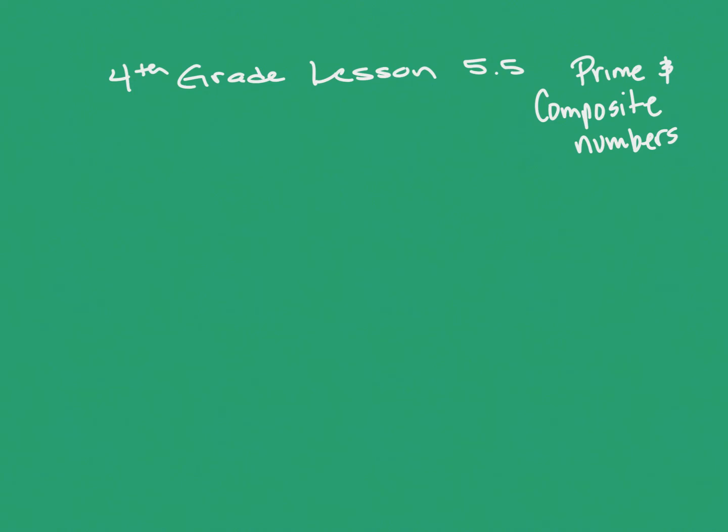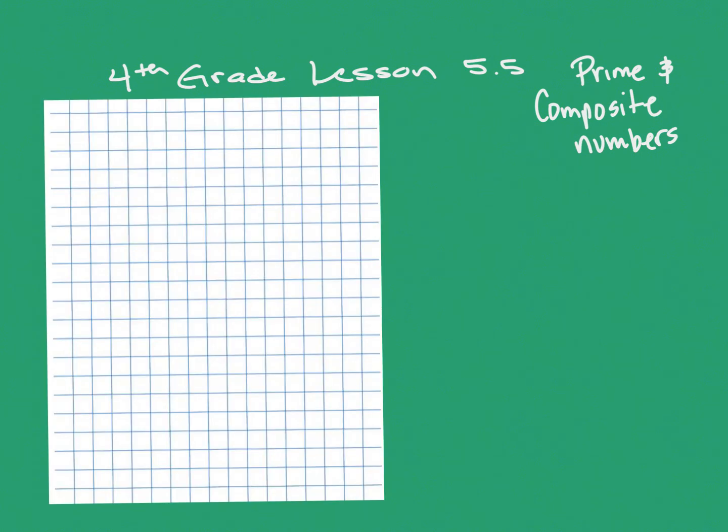Fourth grade lesson 5.5 is prime and composite numbers. Our essential question is, how can you tell whether a number is prime or composite? We first have to figure out what is prime and what is composite, and then how can we tell? So to determine if a number is prime, we need to look at its factors. So let's talk about the factors again.